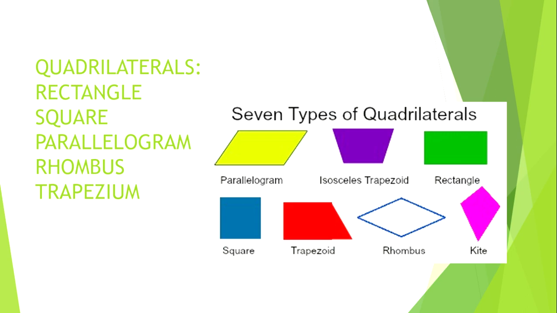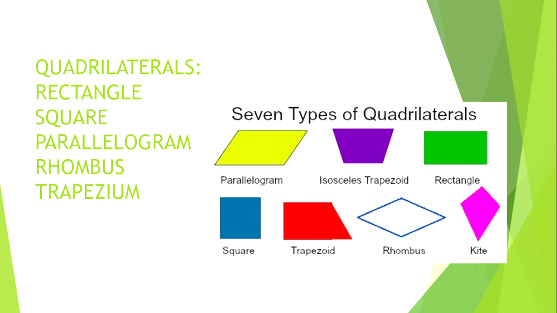The first quadrilateral is rectangle. Rectangle is a quadrilateral made up of four line segments. Its opposite sides are equal and parallel and all angles are right angles. Square is also a quadrilateral made up of four line segments. All sides are equal, opposite sides are parallel and all angles are right angles.